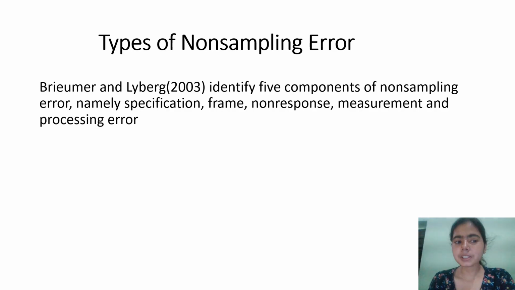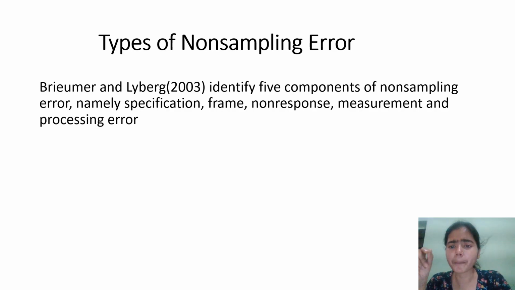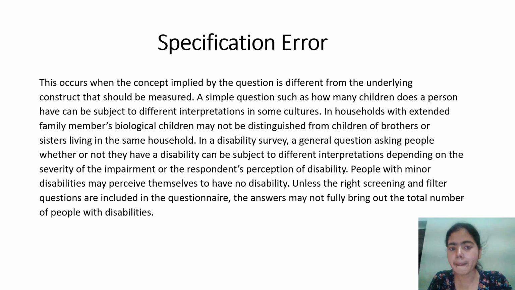Types of non-sampling error. In 2003, five components of non-sampling error were identified. These are specification error, frame error, non-response, measurement and processing error.